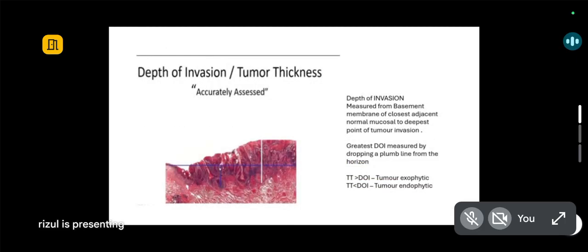So according to the definition, what is the depth of invasion or tumor thickness and how should it be accurately measured? Basically it is measured from the basement membrane of the closest adjacent normal mucosa to the deepest point of tumor invasion, and the greatest depth of invasion is measured by dropping a plumb line from the horizon. Tumor thickness is more than depth of invasion if the tumor is exophytic, and less than depth of invasion if the tumor is endophytic.